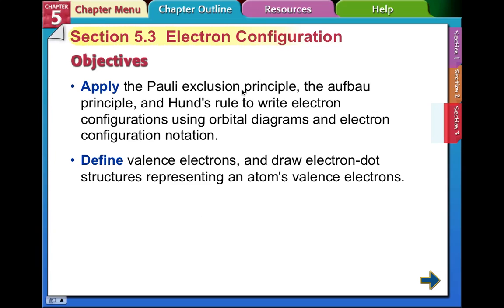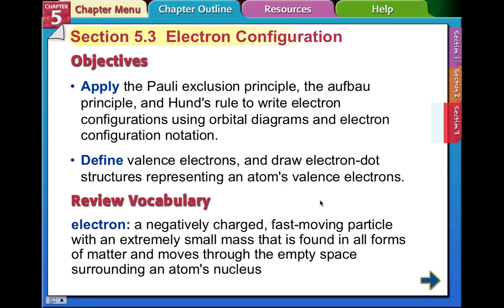Apply the Pauli exclusion principle, the Aufbau principle, and the Hund's rule to write electron configurations using orbital diagrams and electron configuration notation. Define valence electrons and draw electron dot structures representing the atom's valence electrons.